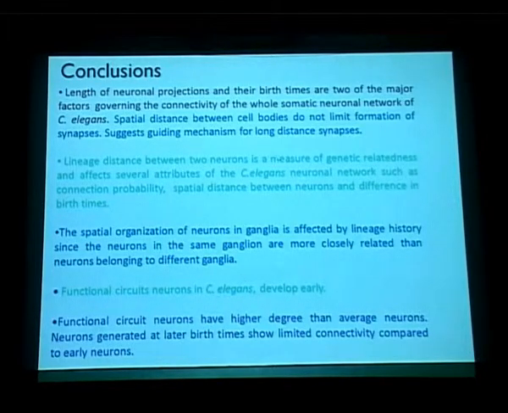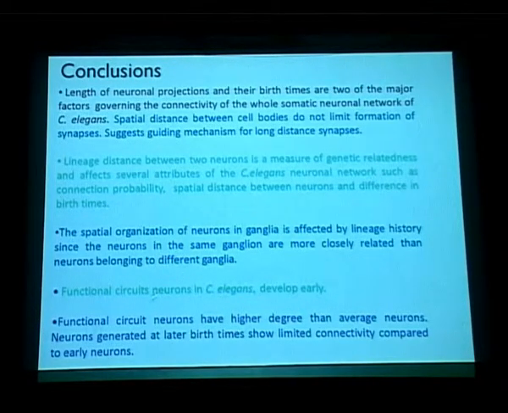Lineage distance between two neurons is a measure of genetic relatedness, no surprises there. And it affects several attributes of C. elegans neural networks, such as connection probability, spatial distance between neurons, and difference in birth times. So, all these things are in fact decided by the lineage distance between two neurons. The spatial organization of neurons in ganglia is affected again by the lineage history, since neurons in the same ganglia are more closely related lineage-wise than neurons belonging to different ganglia.